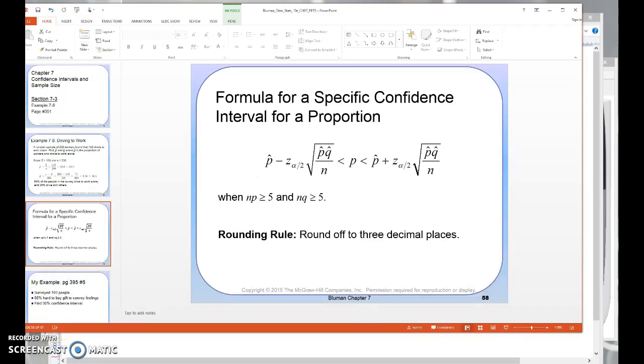Here is the formula for finding a specific confidence interval for the proportion. Notice this time we're going to use P hat minus, and we're going back to the Z values again, times the square root of P hat Q hat divided by N. Also notice that in order for us to use this, we need N times P to be greater than or equal to 5, just like N times Q must be greater than or equal to 5. The rounding rule states that we need to round to 3 decimal places.